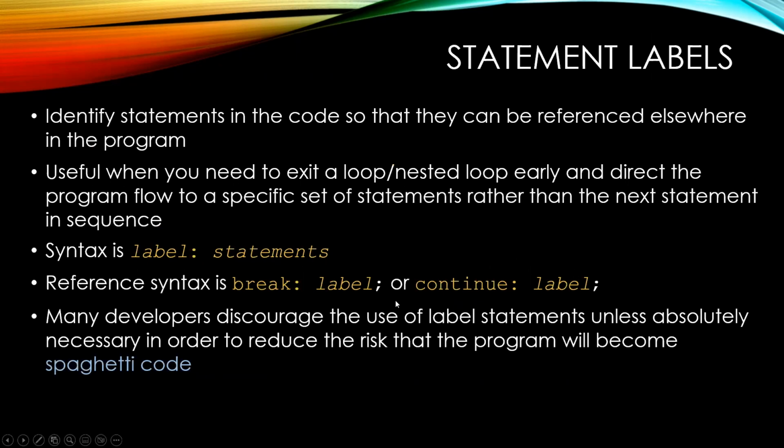We can use statement labels to identify statements in the code so that we can reference them wherever we are within the program. This is useful a lot of times when we need to exit a loop or nested loop early, and we want to direct the flow in order to get to a specific set of statements rather than the next statement. You're explicitly telling it to go somewhere and do something specific. So my syntax is label colon statements. The reference syntax could be break label, continue label. Okay.